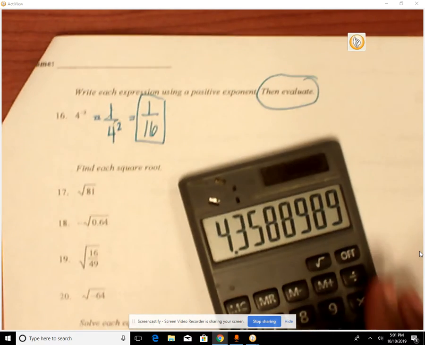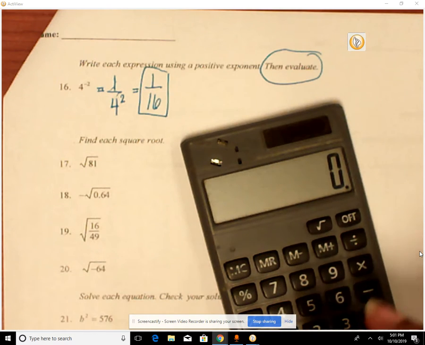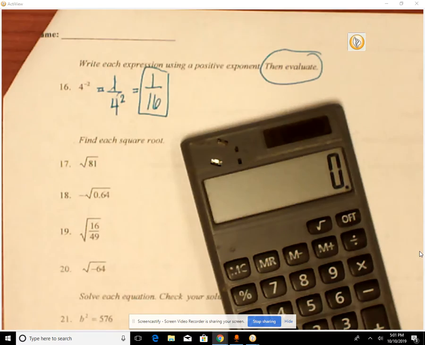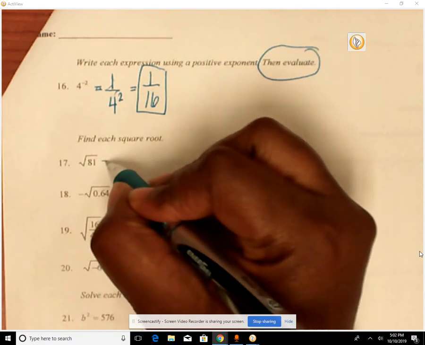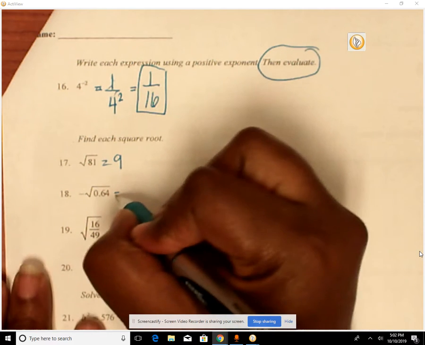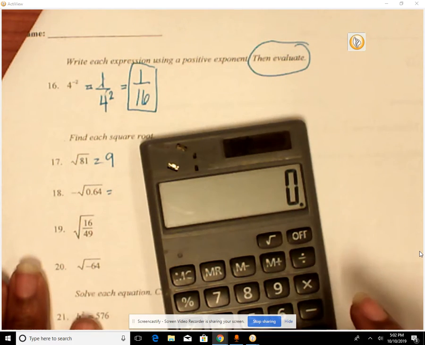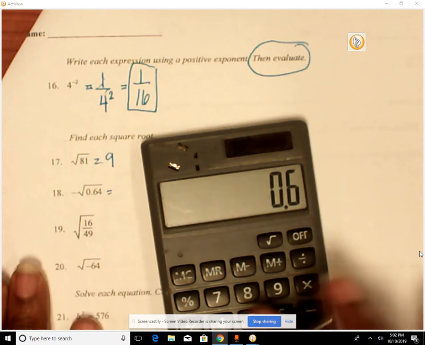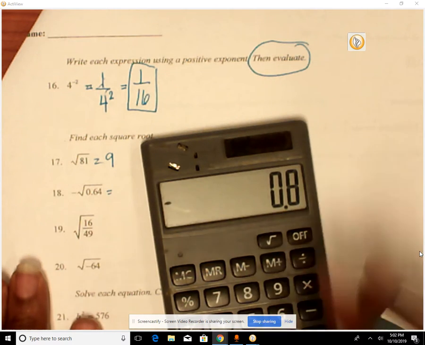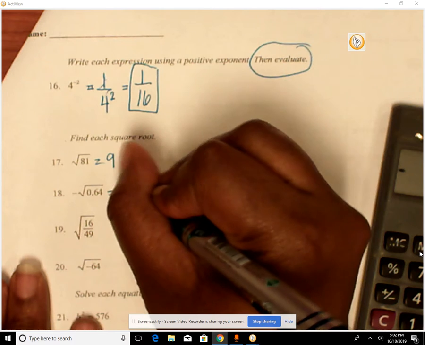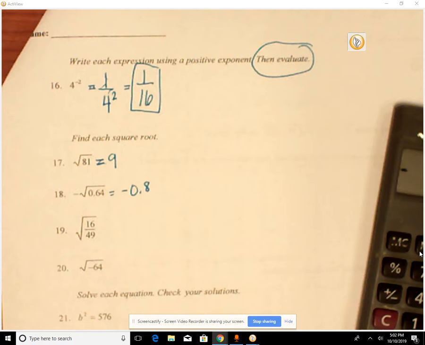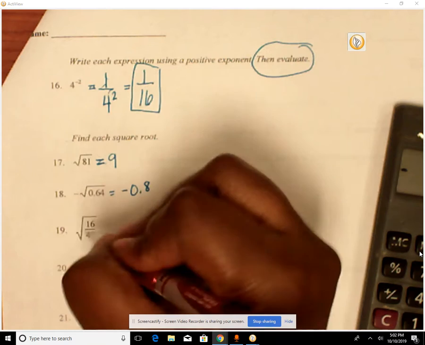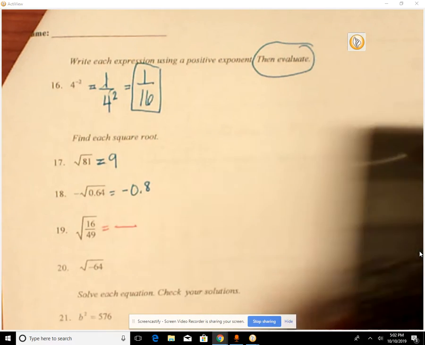So with these, we can use our calculator or our cube root sheet. And so we're going to do 81 square root, and we get 9. Here, the negative is on the outside, so we have to do that after we hit the square root. 0.64 square root, hit the negative. It's negative 0.8.